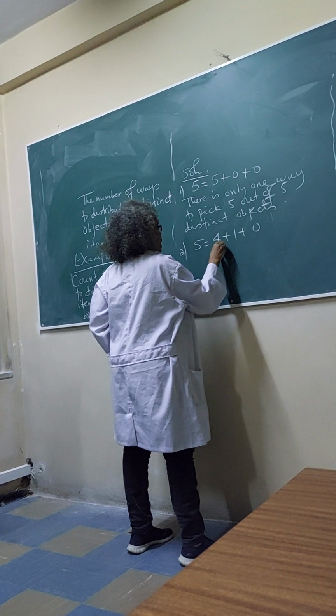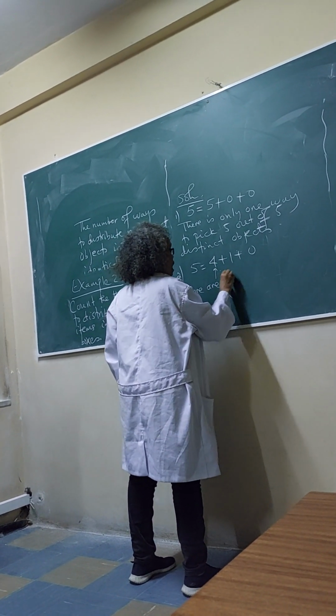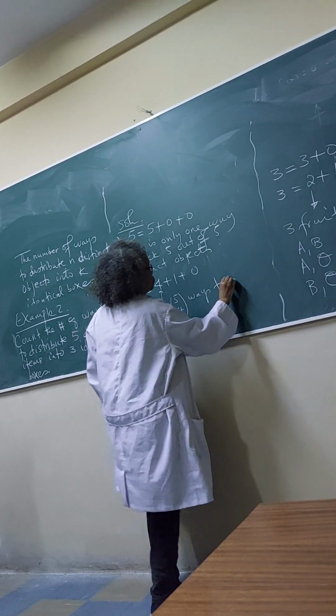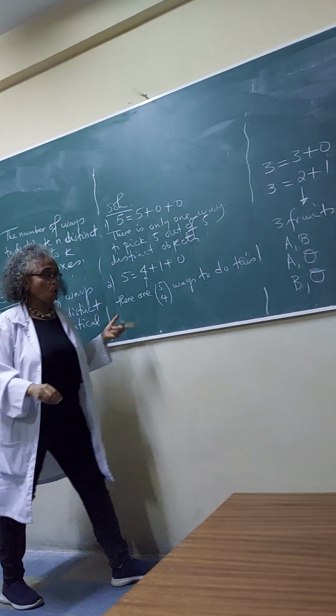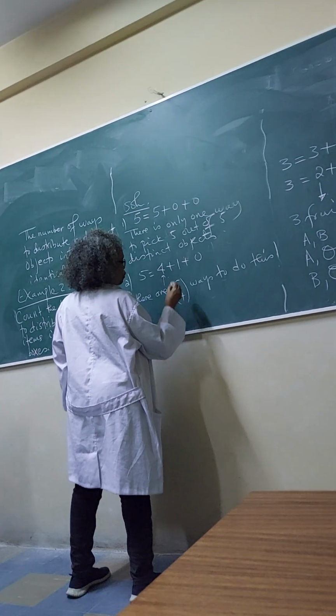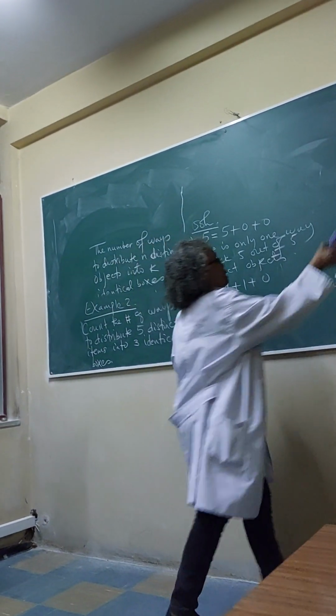So I can say that there are 5 choose 4 ways to do this. 5 choose 4, which is equal to 5.